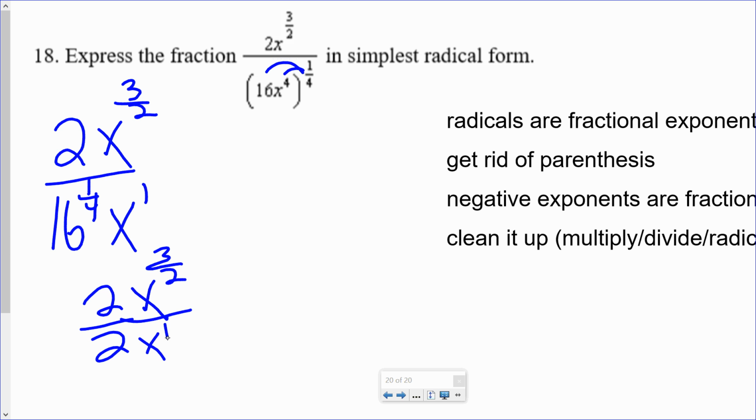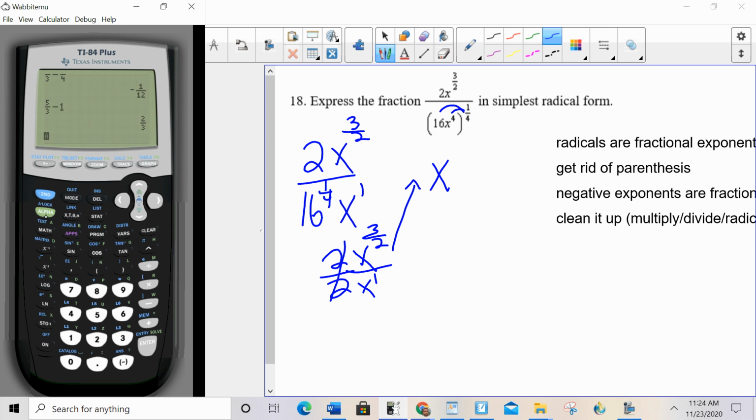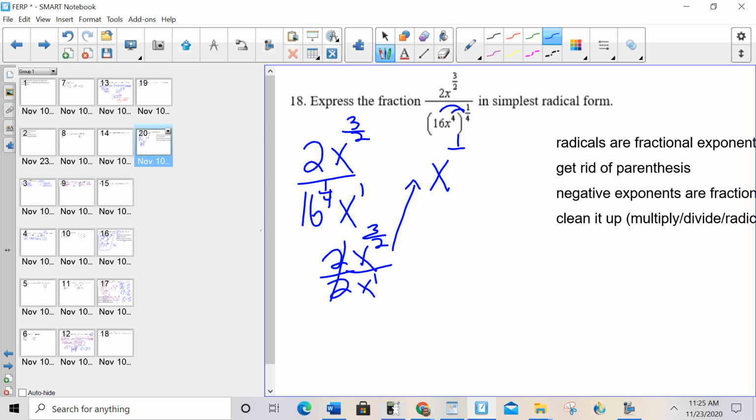And then I'm dividing. So when I'm dividing, I subtract the exponents. So first of all, 2 over 2 cancels, or is just 1. For the x's, 3/2 minus 1. I can again go to my calculator if I'm not comfortable adding and subtracting. And when I do that, I get 1/2. And that's it. Now it says it wants the answer in simplest radical form.